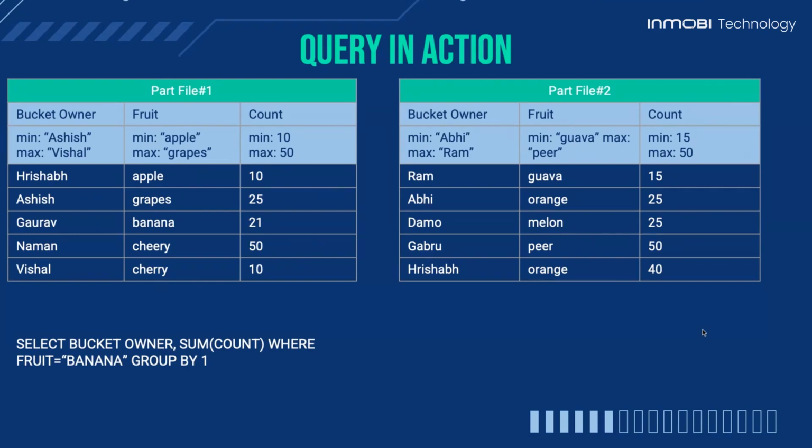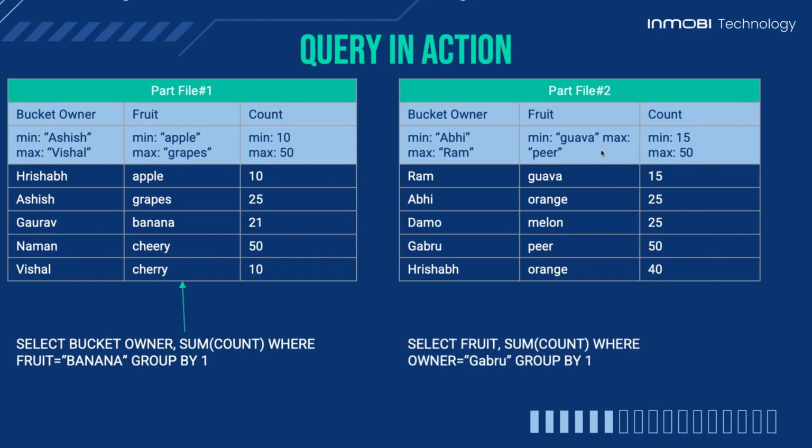Then the first part is that you need to prune the data where fruit is equal to banana. Now if you see the min max values, part file 1 has the chance of containing banana, while part file 2 will definitely reject that banana is here. So part file 2 will not be read at all. In the Parquet world, the file opening will happen and then it will close the file handler. In the Delta world, it will not even open the file. It will just read part file 1.